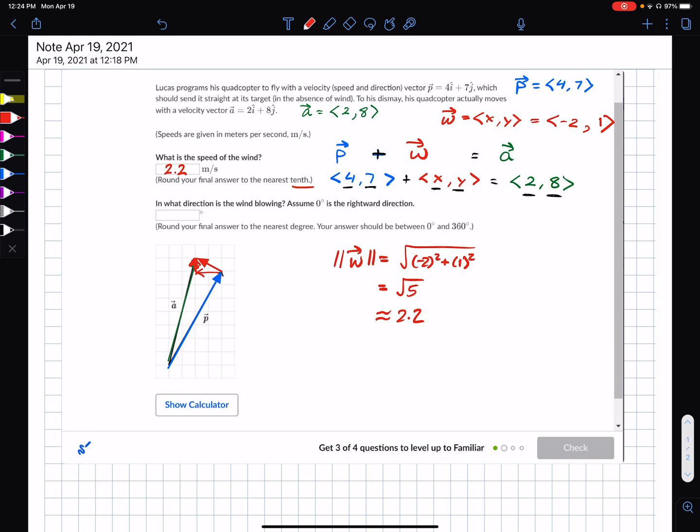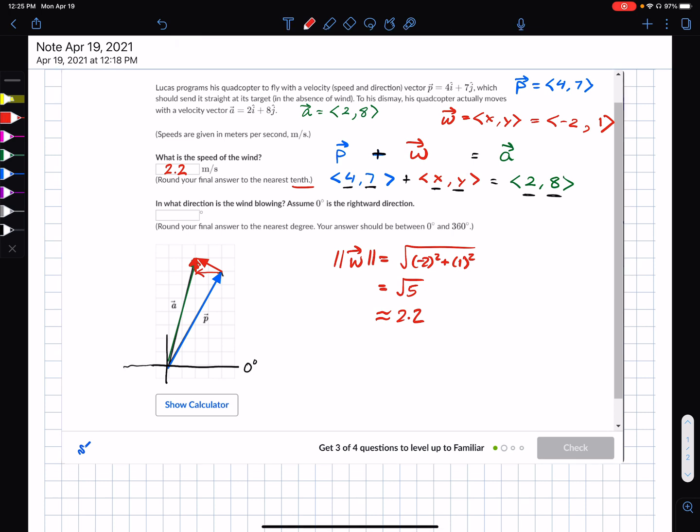All right, now the last part. In what direction is the wind blowing? Assume 0 is the rightward direction. That's great because that means we're basically trying to figure out the direction of that red vector. Now, oftentimes we put everything like A and P relative to the origin. So you might be visualizing it like that at first, but really what we should be doing is thinking of our little red vector in this situation.